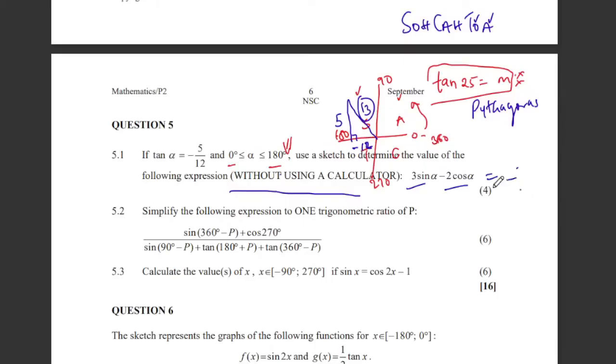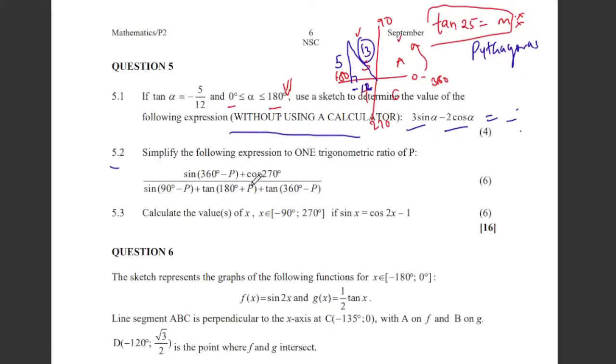Then 5.2, they're telling us to simplify the expression. They highlighted these capital letters. In English, it would be wrong to write capital letters in between, but in maths, it's allowed.